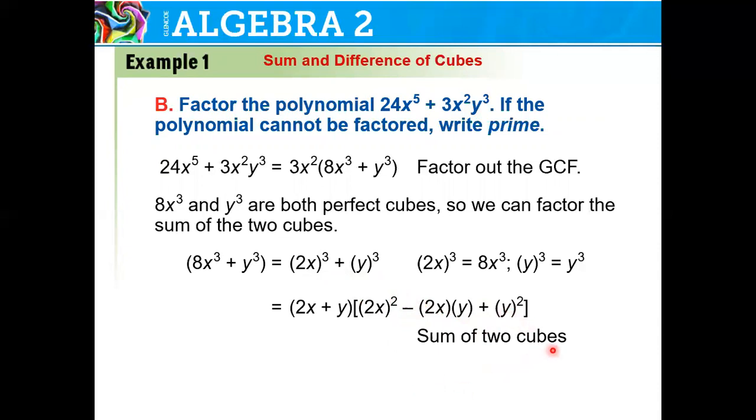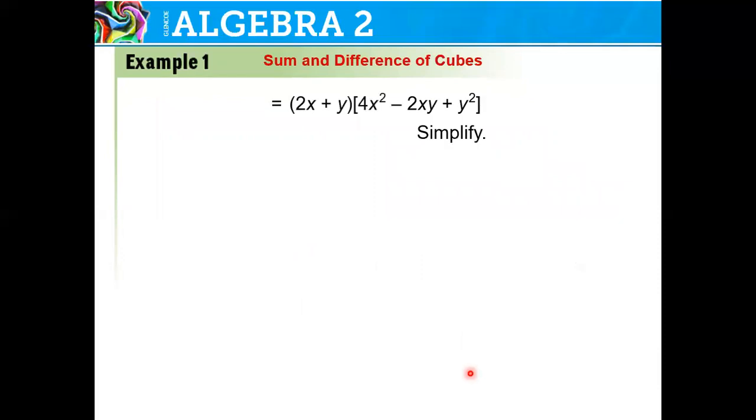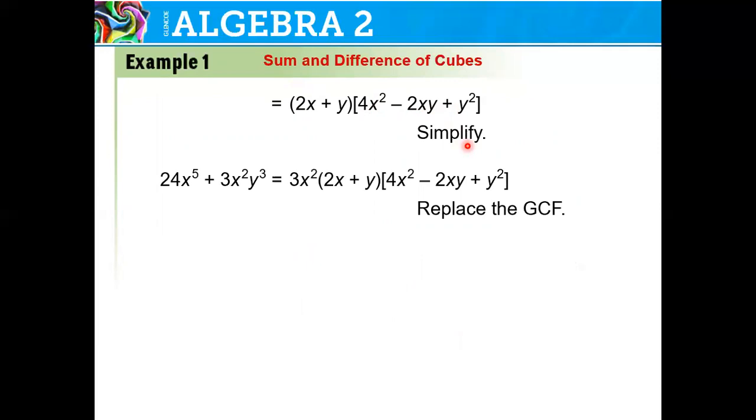This is the sum of two cubes. Then we can simplify it to write it as 2x plus y multiplied by 4x squared minus 2xy plus y squared. This is simplified. We replace the GCF. So that would be our answer: 3x squared times 2x plus y times 4x squared minus 2xy plus y squared.